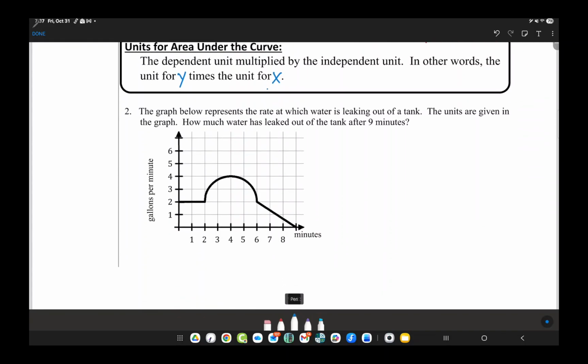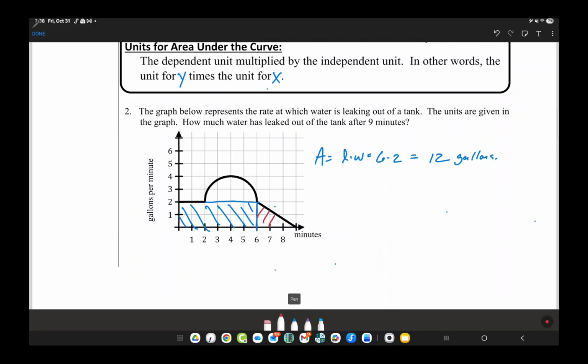Now, what gets a little more interesting is not every shape is going to be that nice linear function. So the graph represents the rate at which water is leaking out of a tank. Their units are given on the graph. How much water has leaked out after 9 minutes? Now, because we all know geometry, we can break this into shapes that we can recognize and find easy areas of. So for example, I can create this rectangle and say that area is length times width, which is 6 times 2, 12, and it is gallons per minute times minutes, so gallons.